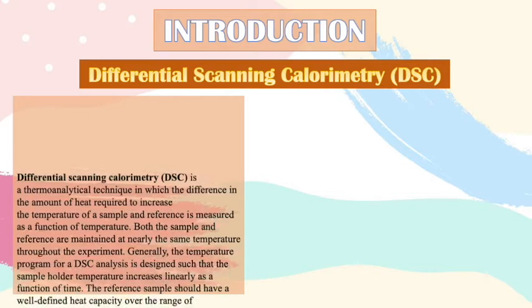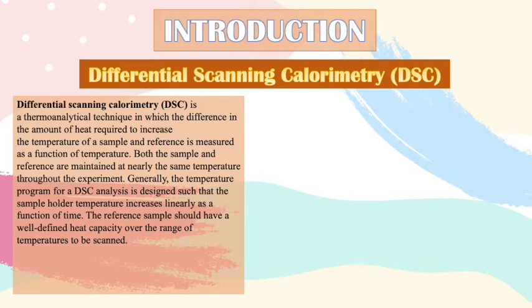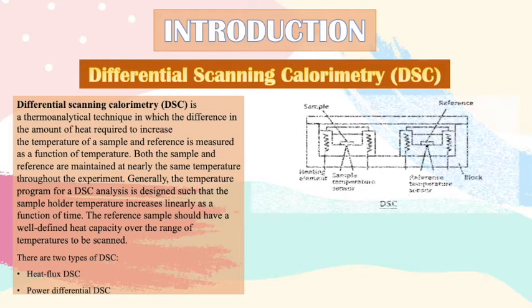It is actually a technique where the difference of heat required to increase the temperature of both sample and reference is measured and the temperature of sample and reference is kept constant throughout the whole experiment. There are two types of DSC. The first one is heat flux DSC and the second one is power differential DSC.